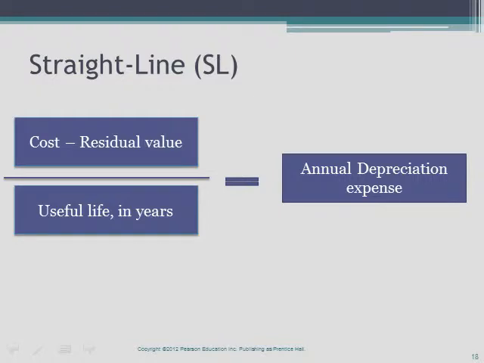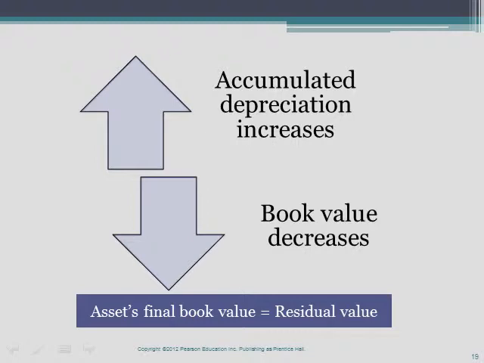Using the straight line method, an equal amount of depreciation is assigned to each year or period of asset use. Depreciable cost is divided by useful life in years to determine the annual depreciation expense. As an asset is used in operations, accumulated depreciation, reported on the balance sheet, increases. The book value of the asset decreases. An asset's final book value is its residual value. At the end of its useful life, the asset is said to be fully depreciated.